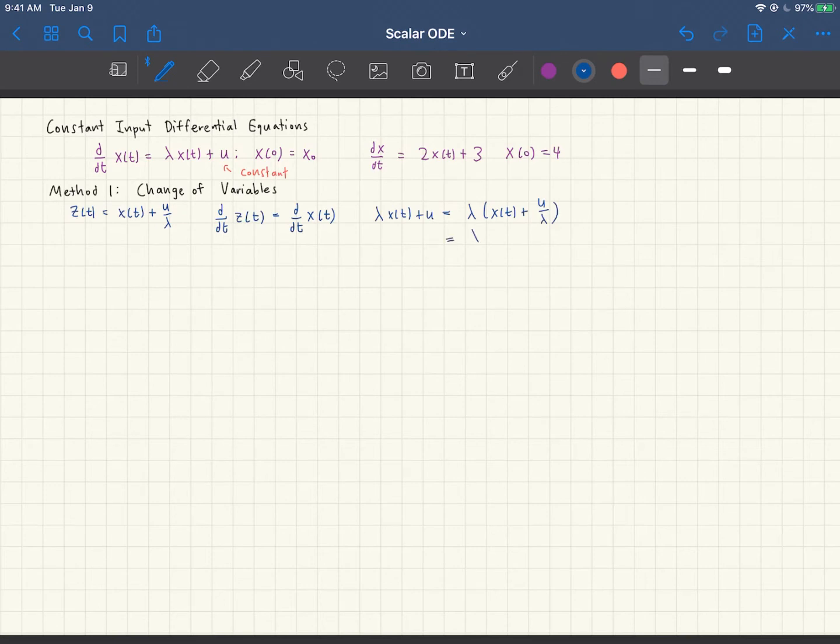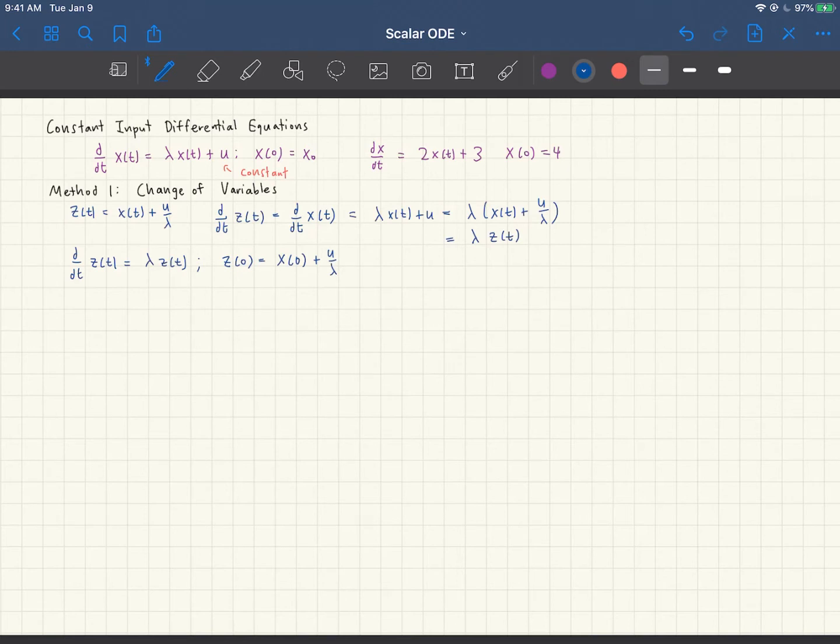Which is in fact just lambda z of t. Therefore, we can write a new differential equation. The derivative of z is equal to lambda z of t. Its initial condition, z of 0, will then be x of 0 plus u over lambda.